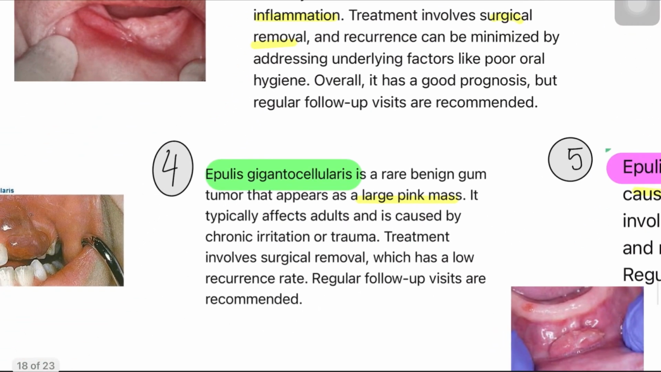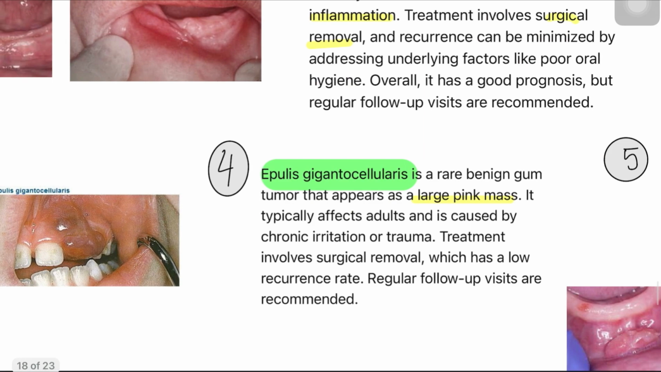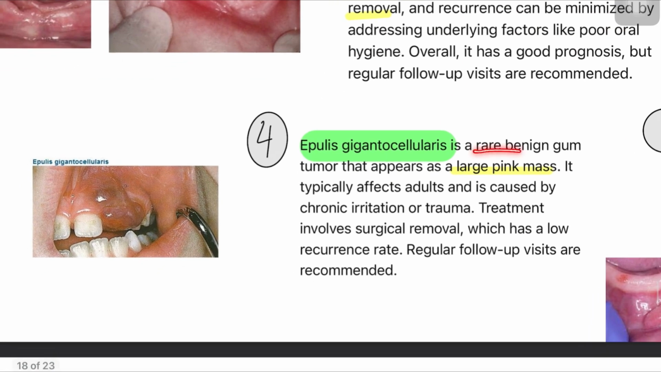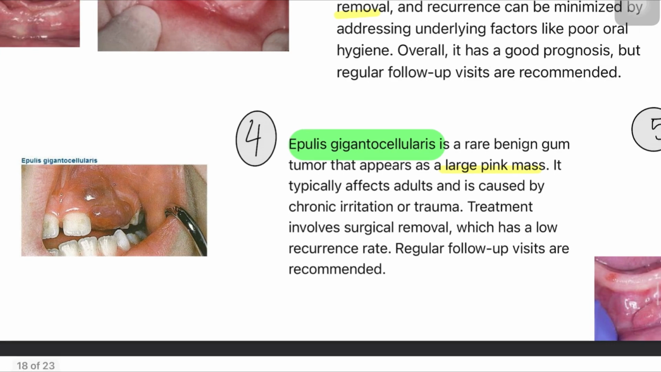And then we have Gigantocellularis, as we said. It's a rare benign gum tumor that appears as a large pink mass on the gum. It typically affects adults and is caused by chronic irritation or trauma, okay? As you can see in the photo. And usually they just extract it and that's it, and just regular follow-up.